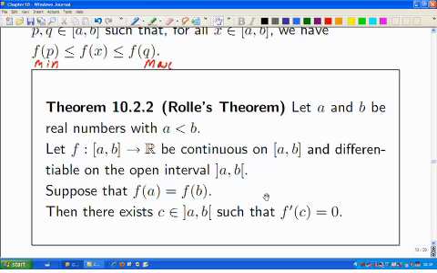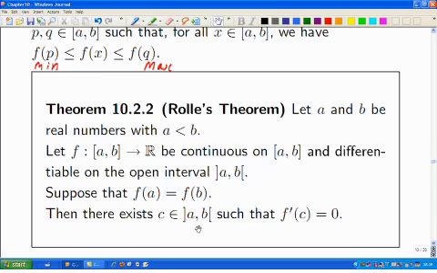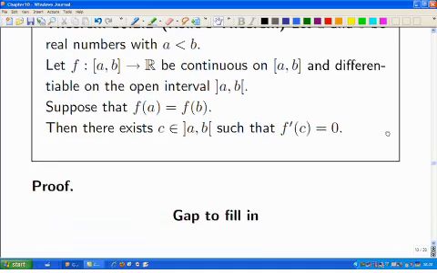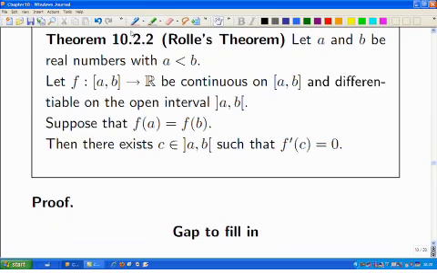So you've got that, and then you assume that it takes the same value at both ends of the interval. Then somewhere strictly between the endpoints, it must have derivative 0 in at least one place, not all places usually, but at least one place. So we start with the diagram as usual. So it's the optional diagram.